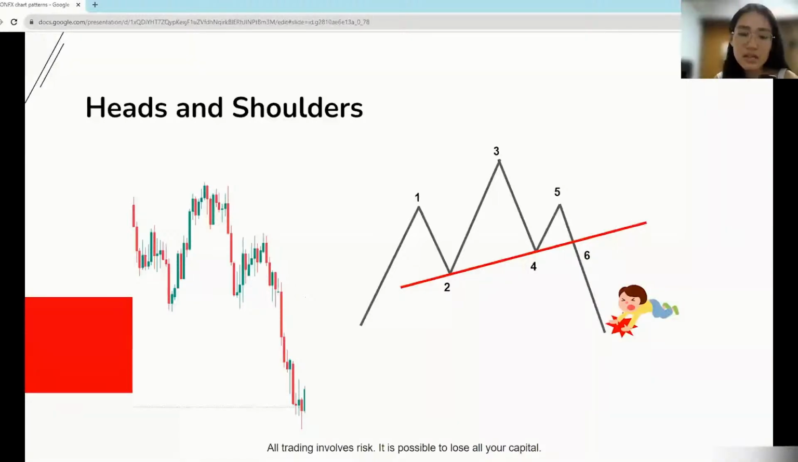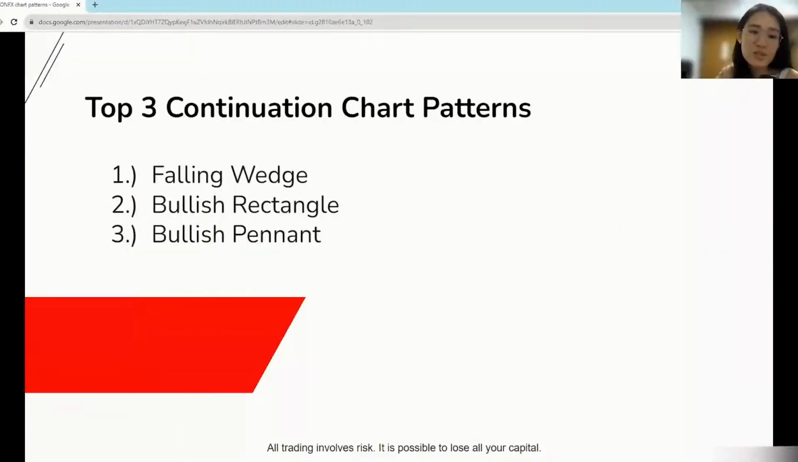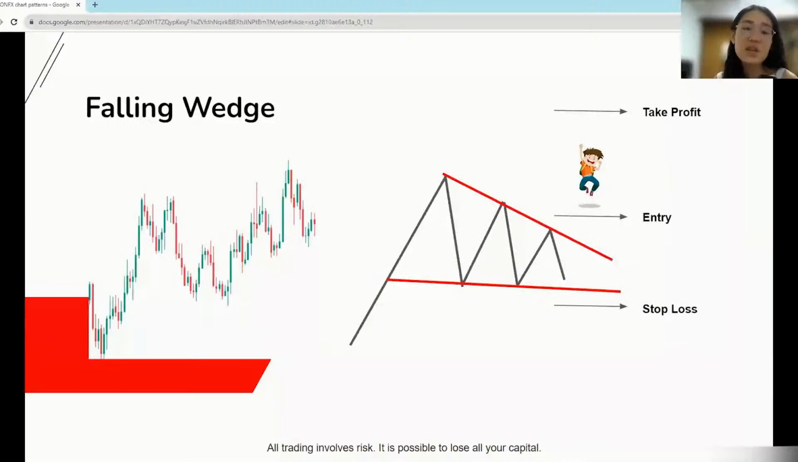Next, let's take a look at the top 3 continuation chart patterns. The previous 3 we looked at were for reversal purposes. Now we're going to see how we know if price is going to continue in its direction. Firstly, we have the falling wedge. All these chart patterns I'm going through now are pretty popular and quite easy to spot on your charts. Later on, when I go through some harmonics and Elliott wave patterns, those are a little bit harder to spot, but we'll go through those shapes and patterns later on.